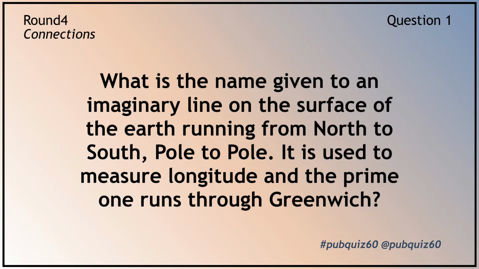surface of the Earth running from north to south, pole to pole? It is used to measure longitude, and the prime one runs through Greenwich. What is the name given to an imaginary line on the surface of the Earth running from north to south, pole to pole? It is used to measure longitude, and the prime one runs through Greenwich.